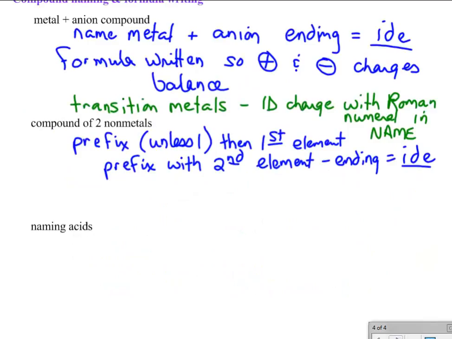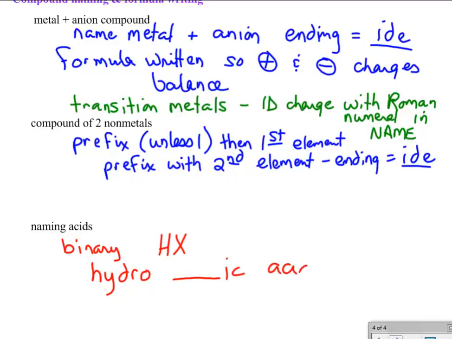A couple of different kinds of acids. Binary acids are acids containing hydrogen and one other element. Usually that other element is a halogen. The formula is HX. To name it, you're going to name it hydro, stem of the other element ending in -ic, acid. Example, hydrochloric acid. The X, the second element in binaries, again is usually a halogen, can also be a group 6 element. So hydrotelluric acid, hydrosulfic acid.